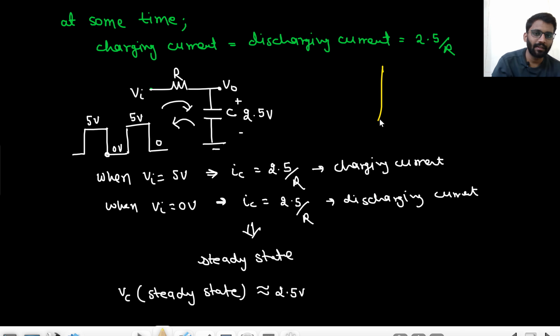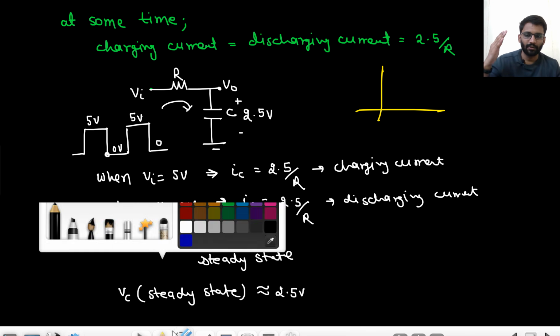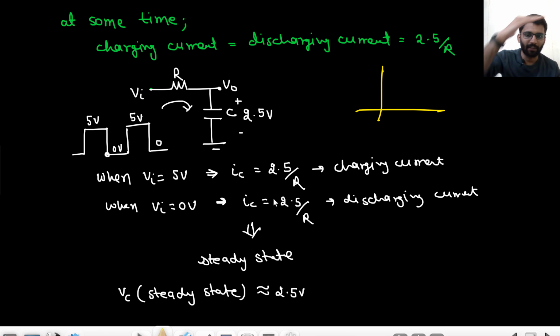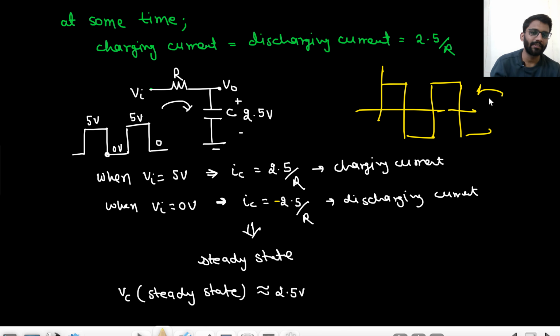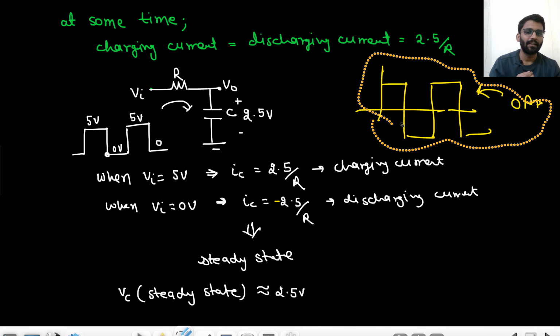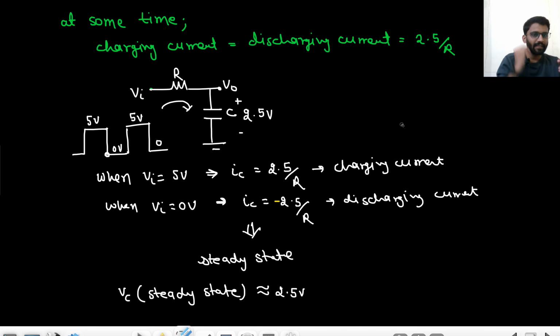Are you getting my point? I have made two diagrams here. If I had just made this, what is the charging current? 2.5 by R. What is the discharging current? That is minus 2.5 by R. So plus 2.5 by R, then minus 2.5 by R, then plus 2.5 by R, then minus 2.5. What is the average value of this? That is 0 ampere, right? So at steady state, the average capacitor current will be 0.